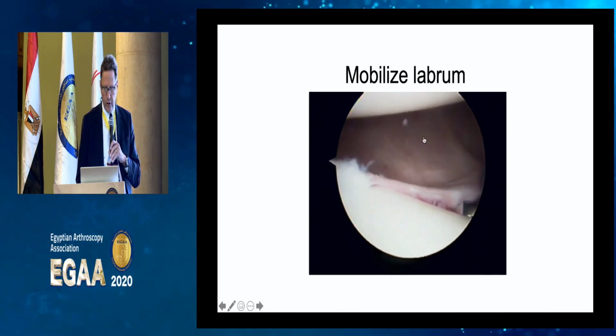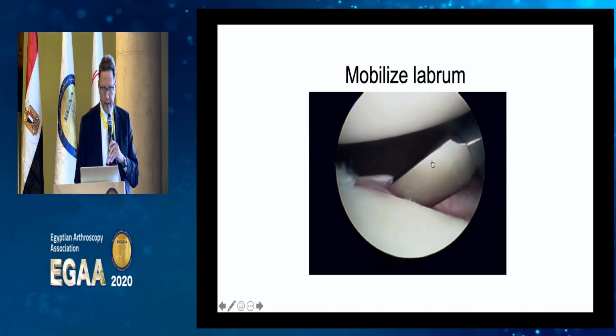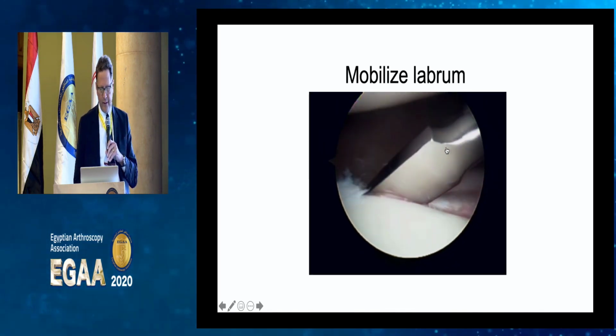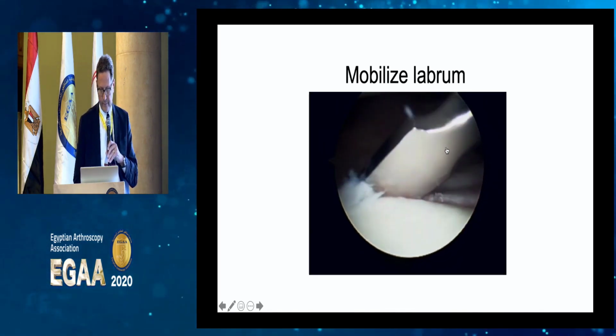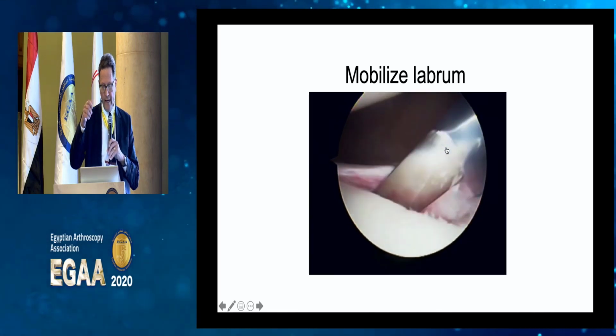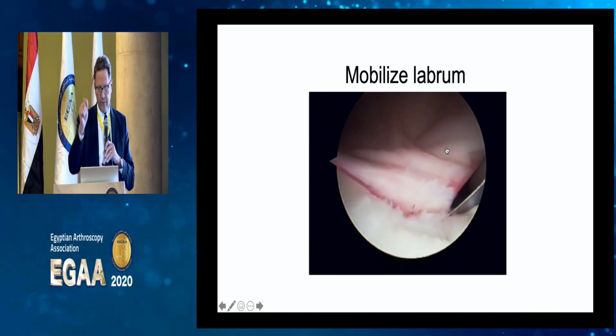And you can see in this patient the anterior band of the inferior glenohumeral ligament. So you probably don't need to plicate very much for this patient. Sometimes you don't see the band, so it tells you that it's stretched out, and you may have to plicate a little bit.